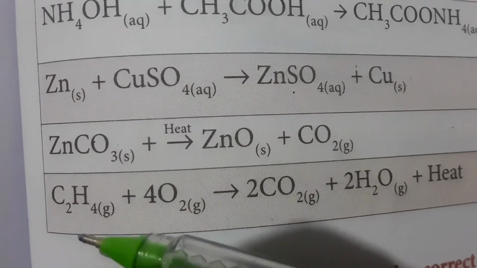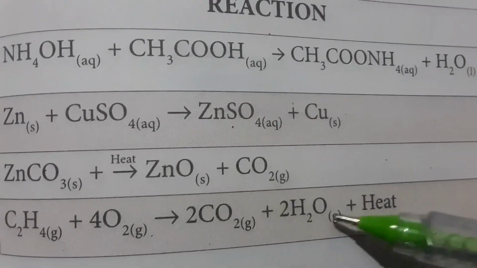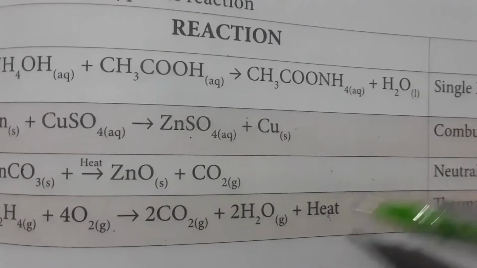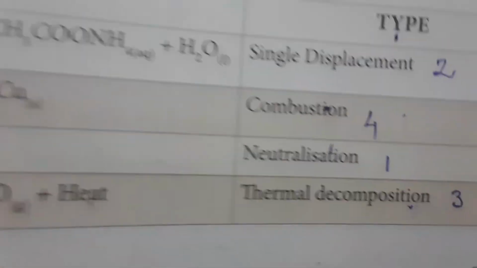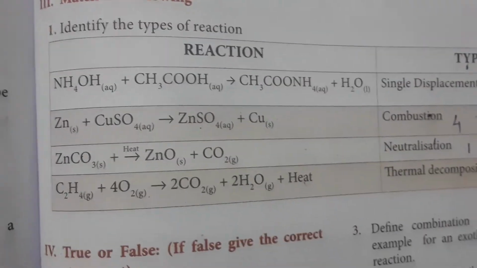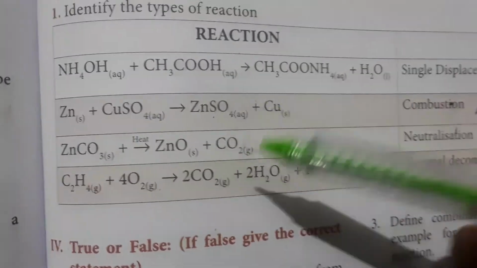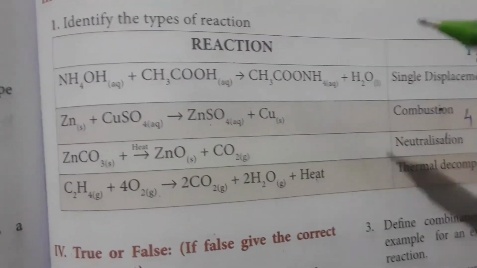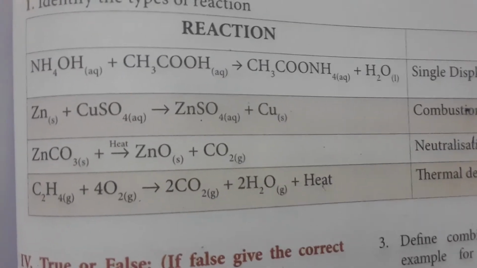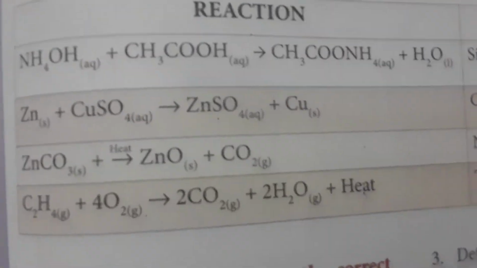And the fourth one is C2H4. Here gas plus gas reacts to form gas plus gas and also gives heat. So the byproduct is heat, which means there is a combustion. So what is the answer? This is a combustion. So these are very easy reactions; you can find the answers from the equations themselves. The answers are within the equation, so you can find them very easily. Okay, that is the secret beauty of chemical equations.